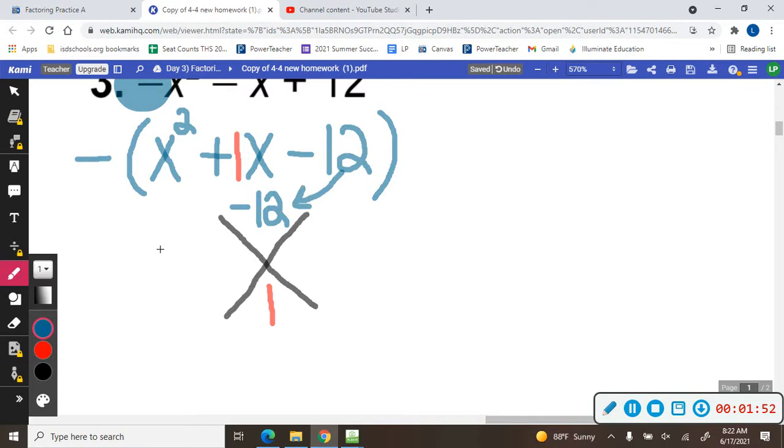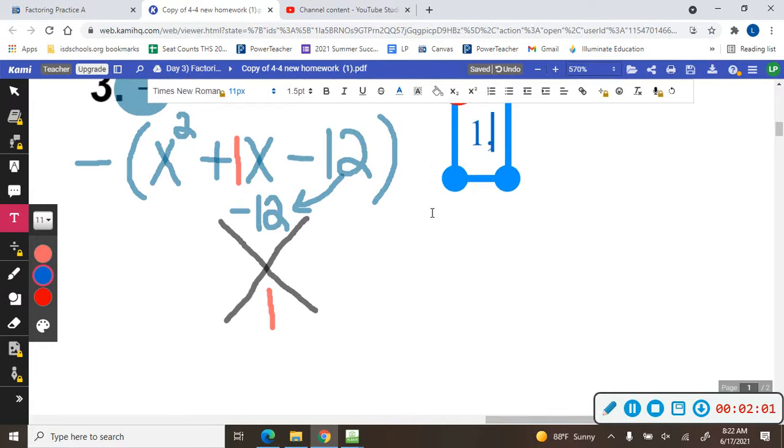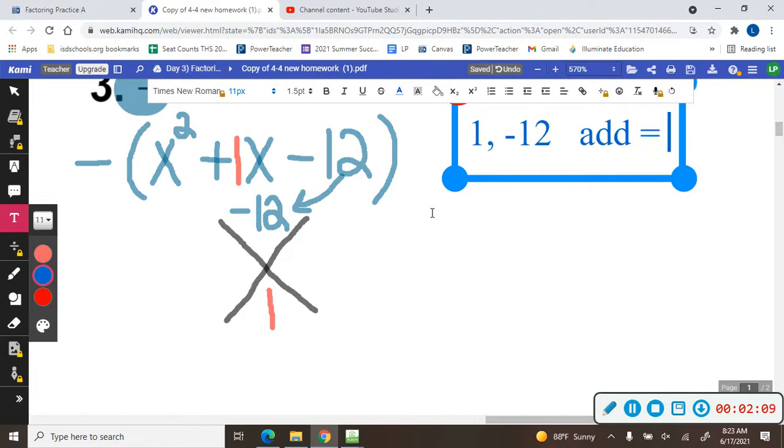So now I'm looking for 2 numbers that multiply to -12 but add to 1. So let's start looking at some numbers that work. Let's try 1 and -12. 1 times -12 is -12, but when you add them, you get -11.